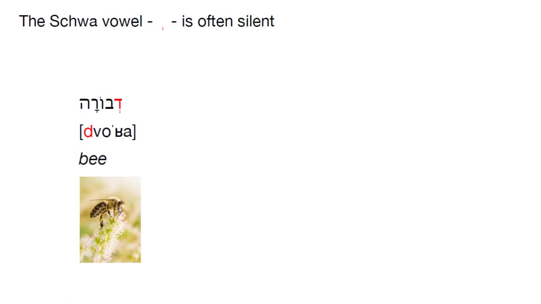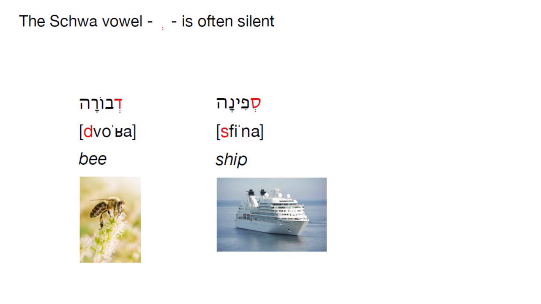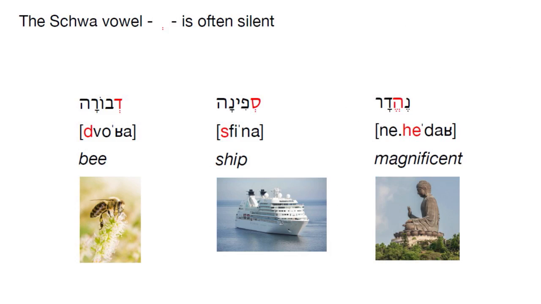We have two last topics to discuss, and both of them have to do with vowels. We'll start with the schwa vowel. It looks like two dots arranged vertically, and much of the time it doesn't have any sound at all. You'll go from one consonant directly to the next one, as in dvora and sfina. And as something of a side note, if you see a schwa vowel combined with another vowel, they're both under the same letter, like in nehedar, then just ignore that schwa vowel completely. It doesn't have any effect in pronunciation for modern Hebrew.